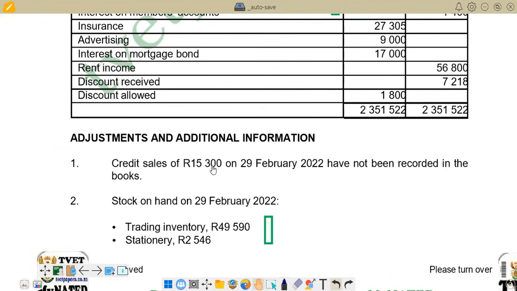Credit sales of 15,300 on 29 February 2022 have not been recorded in the books. These are sales which have not been recorded, but also we should note that these are credit sales. Remember, when they are credit sales, they are also going to increase the value of our debtors control or our trade receivable control, because these are our customers that are buying on credit and they are going to be our debtors. So we can take note of that as we go. Remember, we are going to calculate the provision for doubtful debts. So this figure has also to be adjusted there.